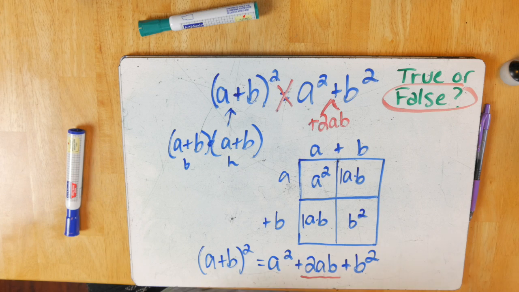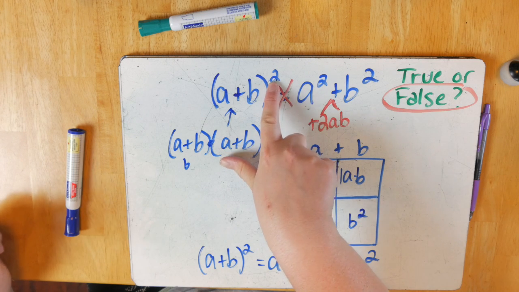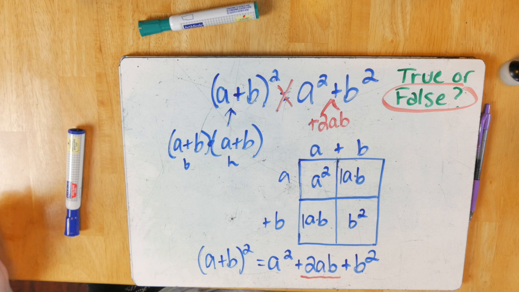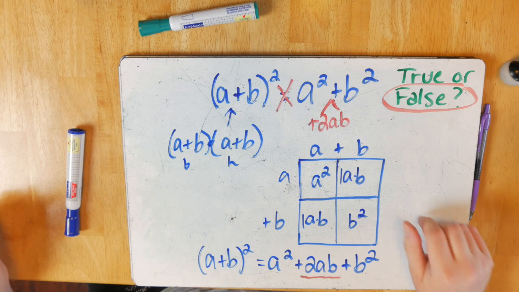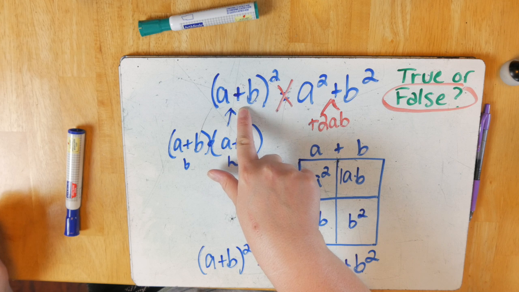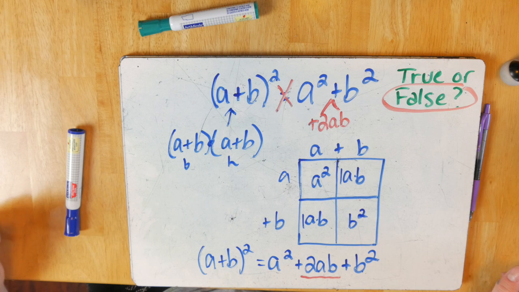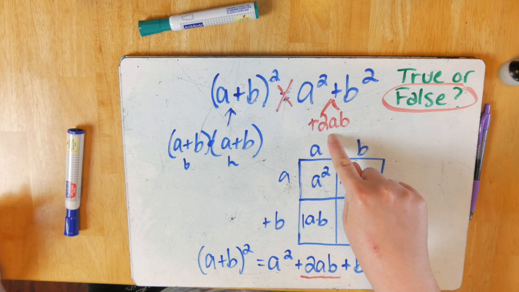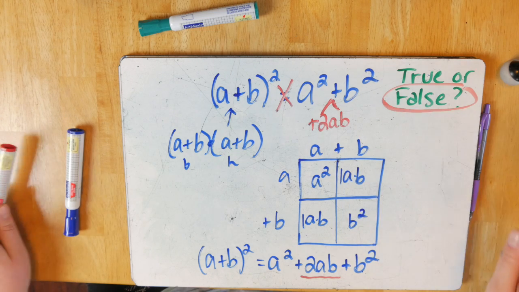So someone thought that you could distribute a square across addition. You cannot distribute a square across addition or subtraction. You must multiply it out so that you're in compliance with order of operations, and that gets you a squared plus 2ab plus b squared.